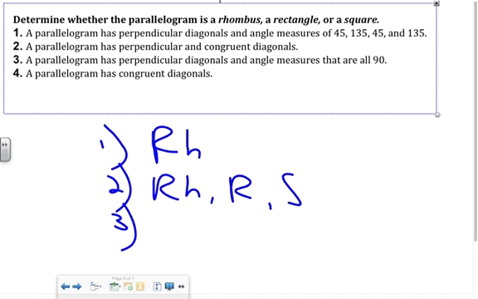A parallelogram has perpendicular diagonals and angle measures that are all 90 degrees. It's a square. And since it's a square, we also know it's a rhombus and a rectangle, so for the purposes of your studying, write all three down.